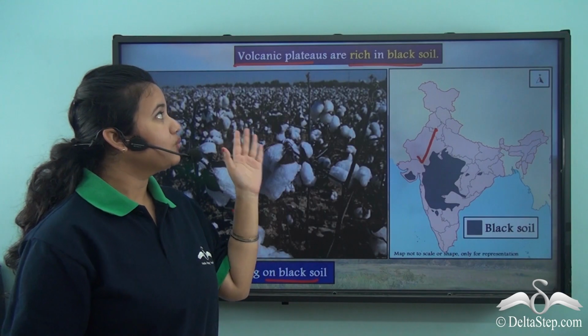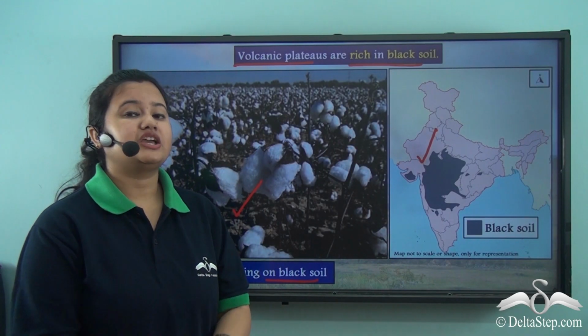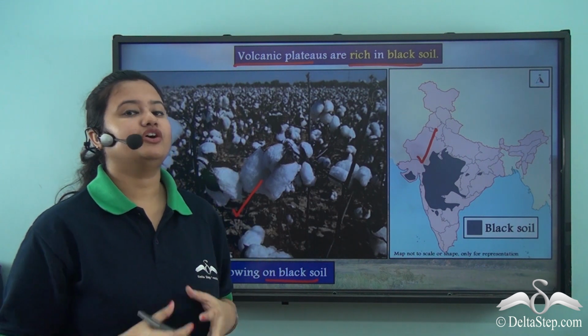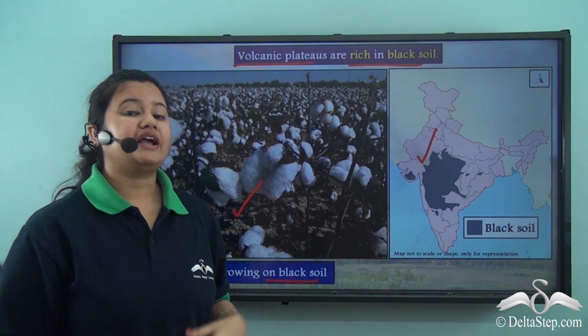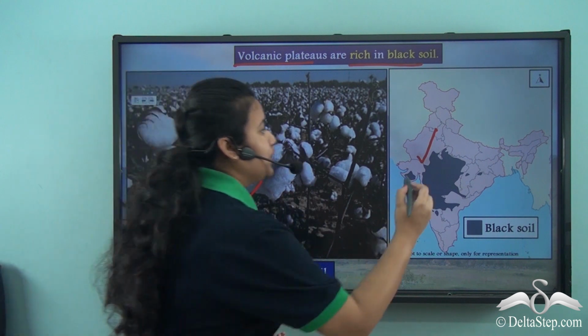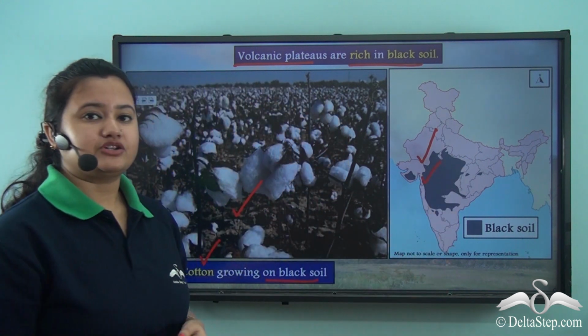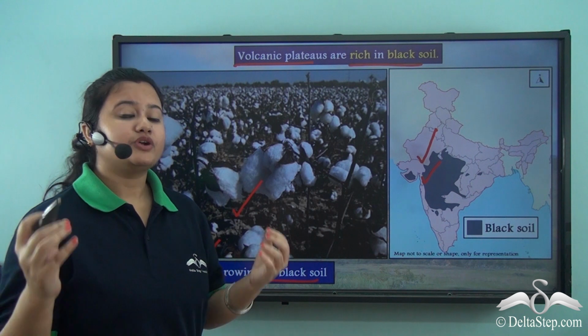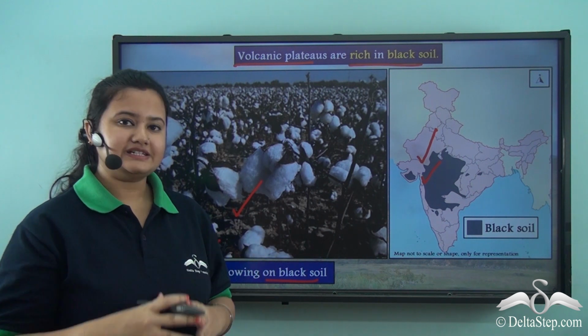Thus, we find that volcanic plateaus are rich in black soil and they are best for growing cotton. In fact, Maharashtra, which lies in the Deccan Plateau region, is one of the leading producers of cotton in India.